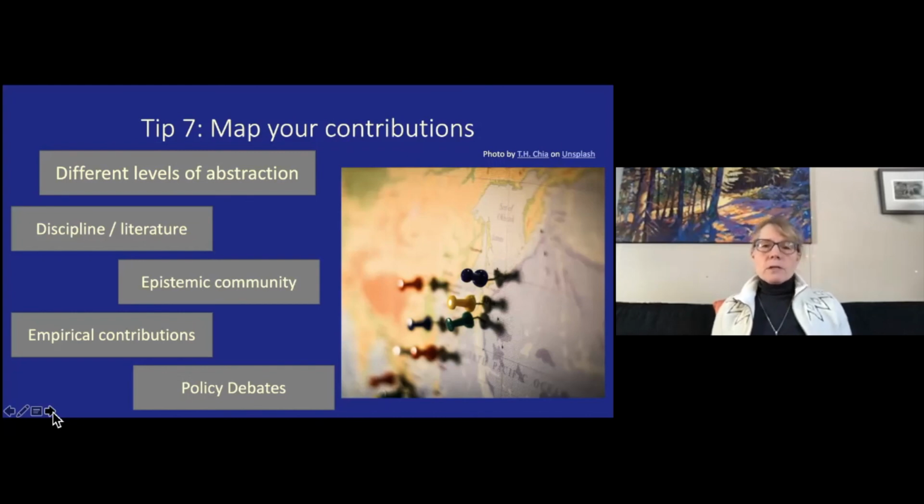You're also going to be speaking to a particular epistemic community. That's maybe a sub debate within your discipline, but for whom you're speaking to a very specific group of people. You're going to have a set of empirical contributions. And what are these contributions? What's new here? Think about how it relates to policy debates.